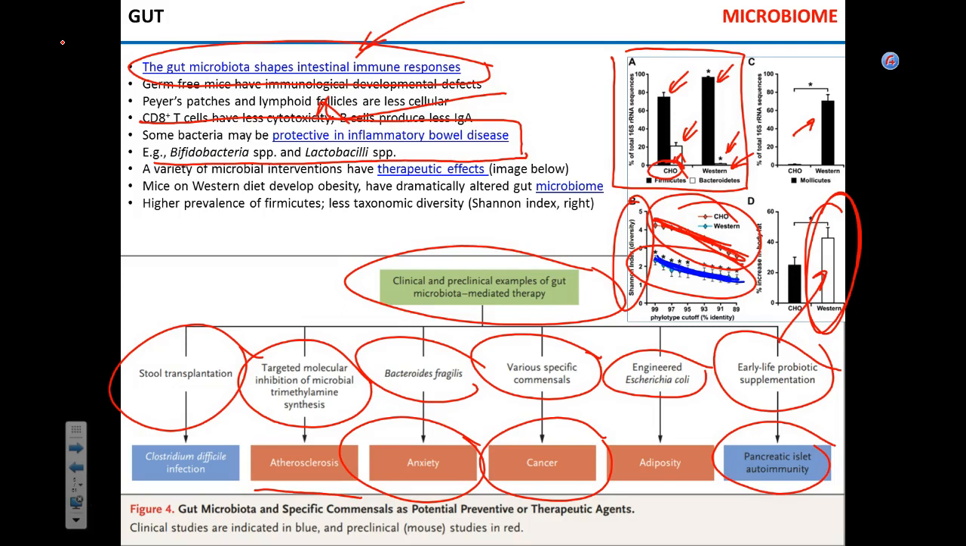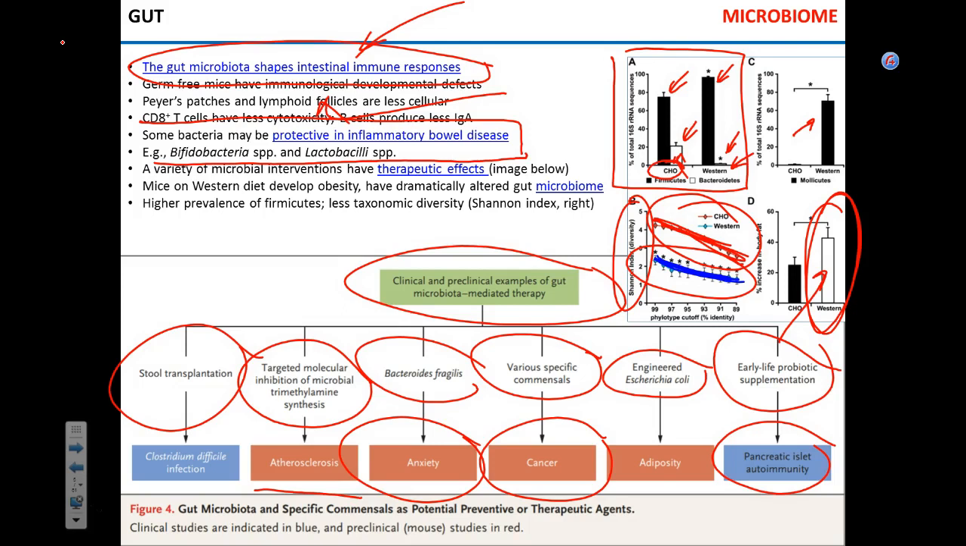We can take mice that are germ-free, feed them with Western diet, and then transplant the microbiome from lean mice and see what happens. Does that make sense? So you take mice that do not have any microbes, but that are obese, and you give them microbes from regular lean mice. You got it? They lose weight.